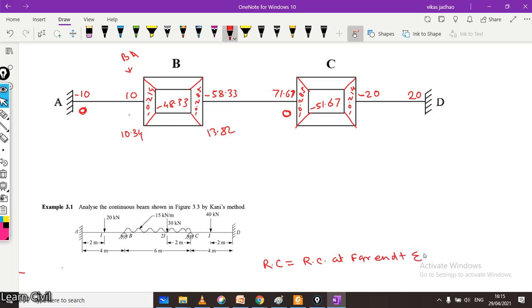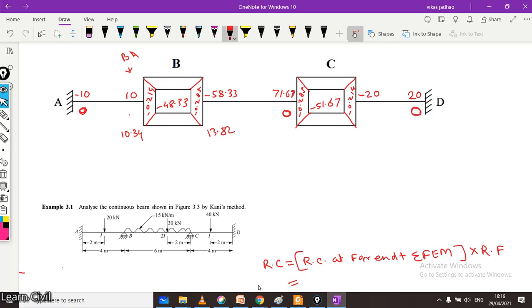Plus summation of fixed end moment, plus multiply this with rotation factor. So the rotation factor for CB will be, now here you can see for CB the rotation contribution at far end is 13.82, but there is no rotation contribution for DC, so consider this as 0.